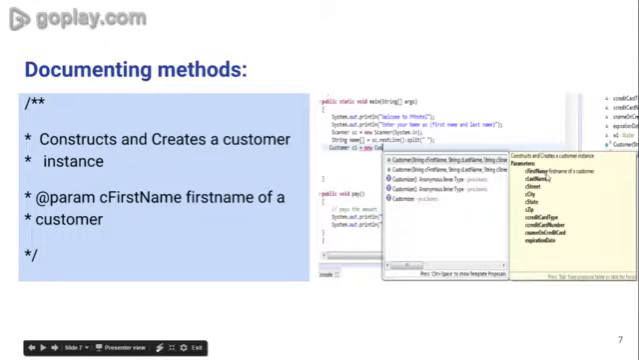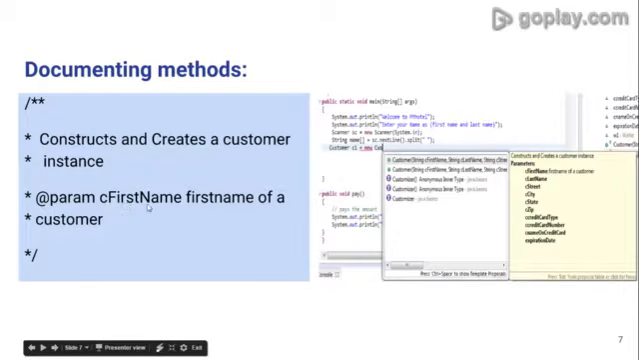As you can see here, like C first name, as I mentioned, there are certain tags by using which we can specify what exactly the tag does. So here at the rate param, we are telling that C first name is the first name of a customer. As you can see over here, we are defining the parameters in the constructor. C first name is the first name of a customer.